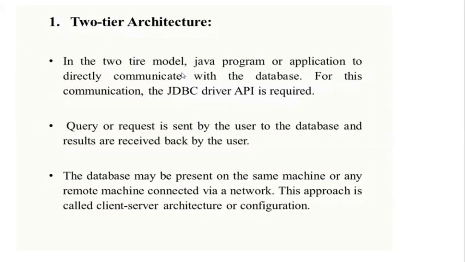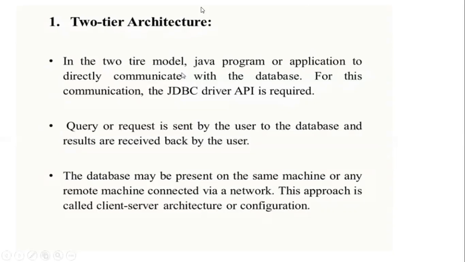It is important: the database may be present on the same machine or on any remote machine. But if the database is present on another remote machine, they are connected via network, not by internet. They are connected by network only. This approach is called client server architecture or configuration.